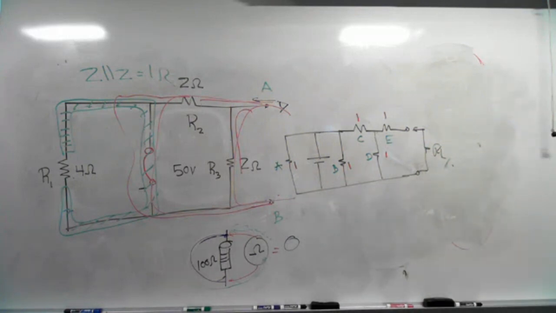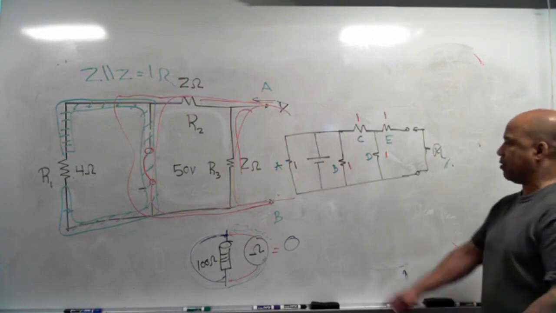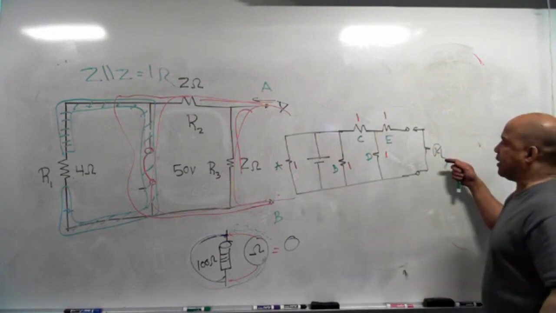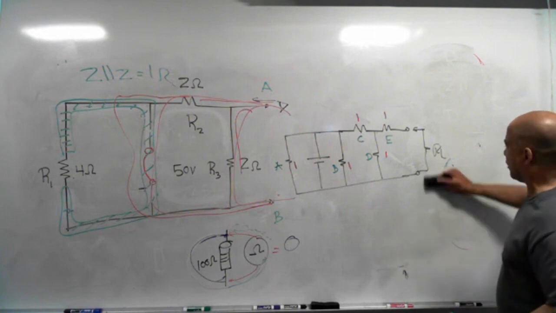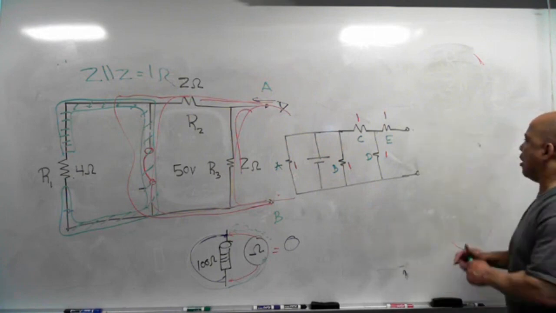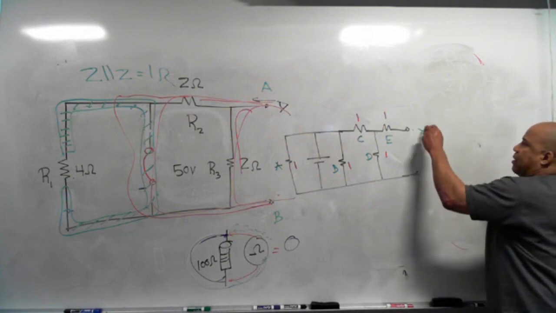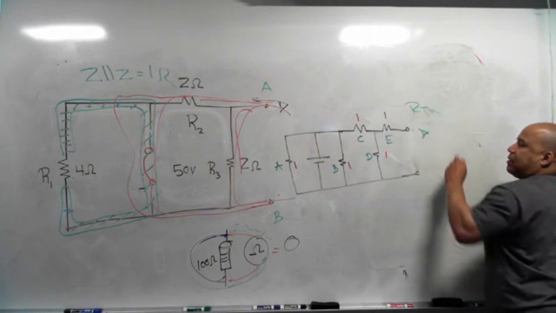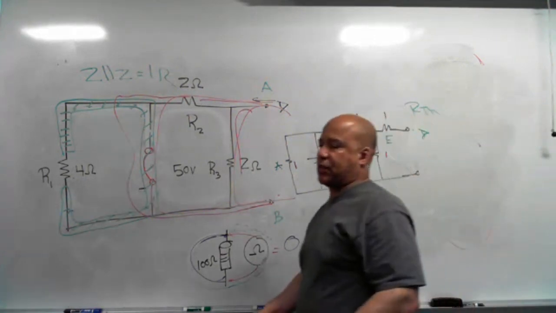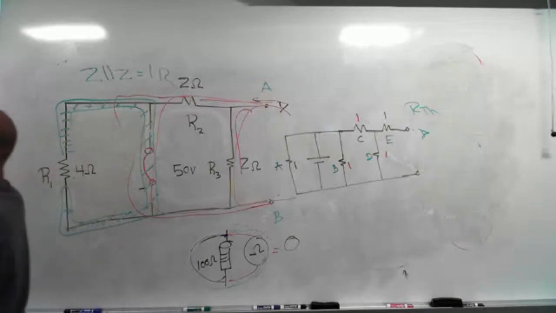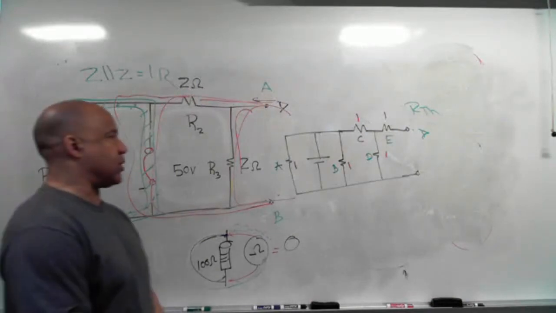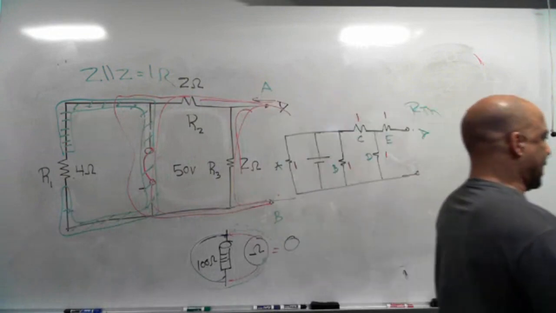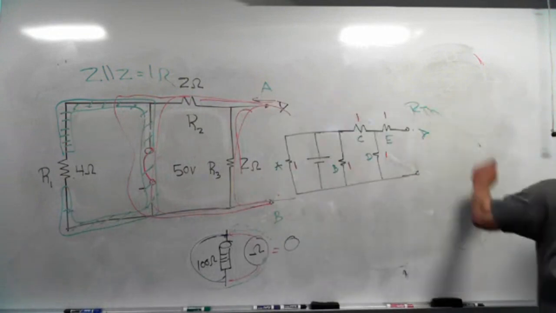And I want to know which resistors are in the circuit and which are not in the circuit. When I want to find RTH, I'm looking this way. I want to know which resistors are in the circuit and which are not in the circuit. So I'm going to give you about 1 minute to decide which are in the circuit and which are not in the circuit when I set this up to find RTH.